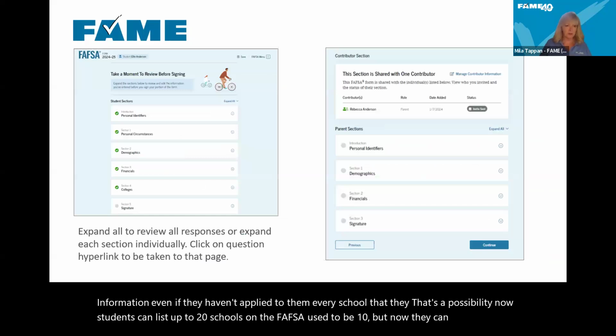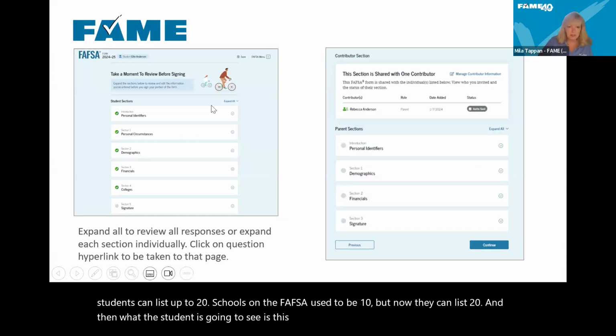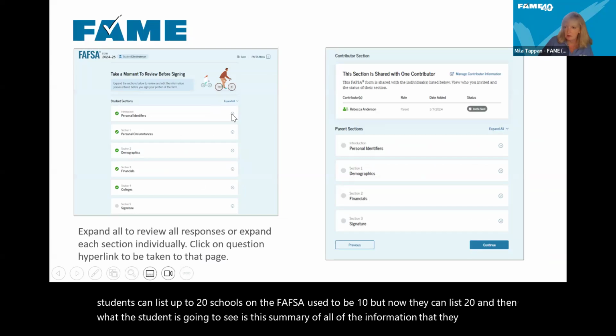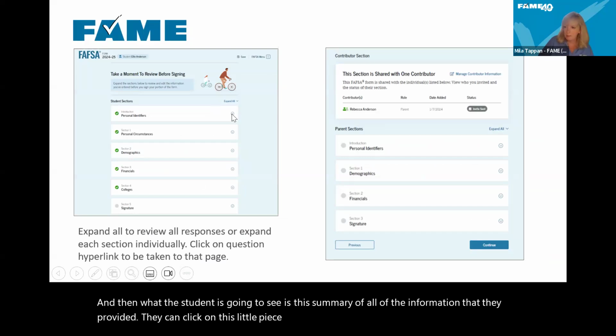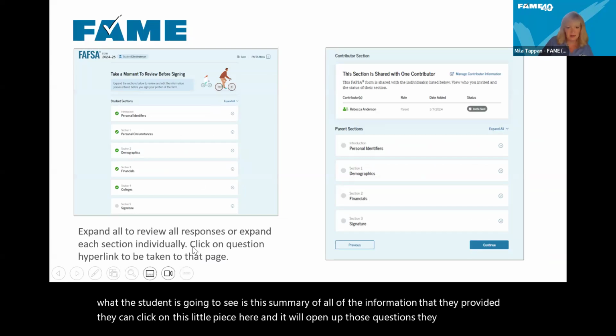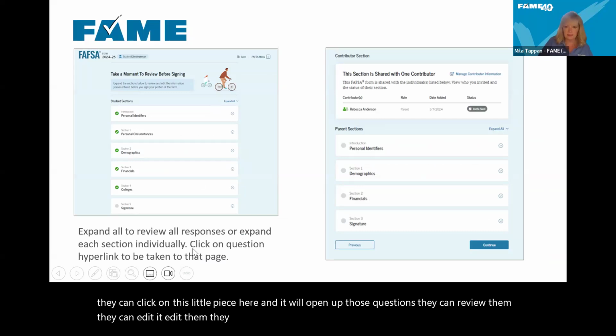And then what the student is going to see is this summary of all of the information that they provided. They can click on this little piece here, and it will open up those questions. They can review them. They can edit them. They can do what is necessary.